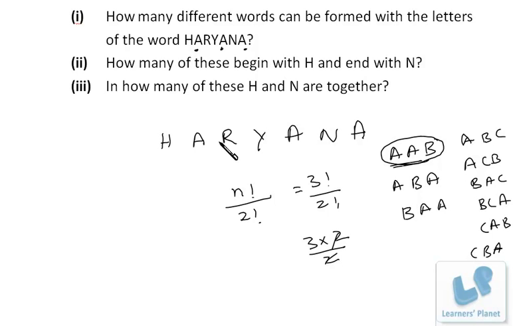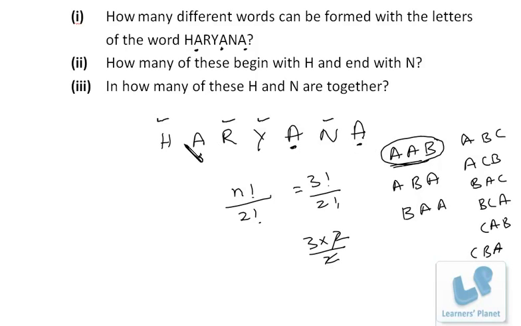So if we have the repetition of the letters, we have to divide the total number of arrangements by the repetition, right? So suppose if we talk about Haryana, A, and A, the 3 letters are repeated. So we have unique letters. How many unique letters we have? 1, 2, 3, 4, and this A is 5, right?